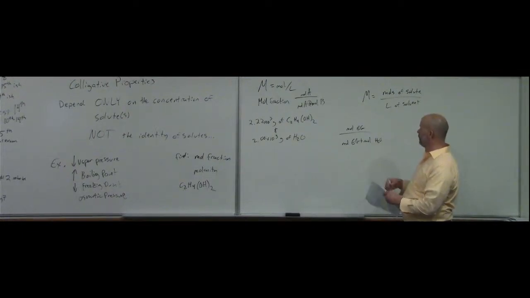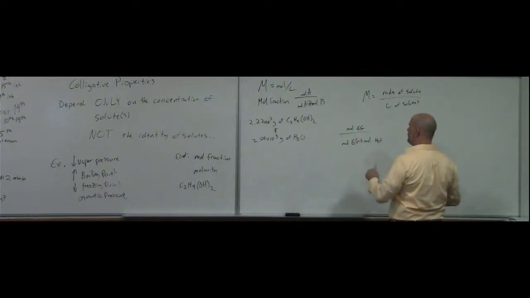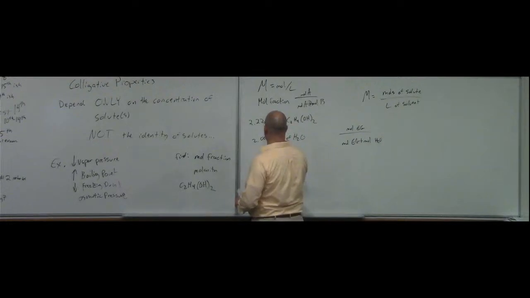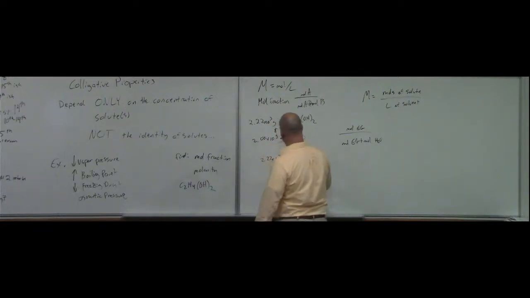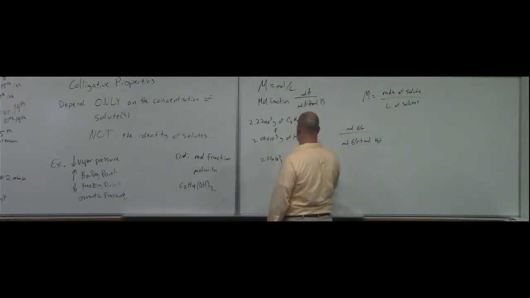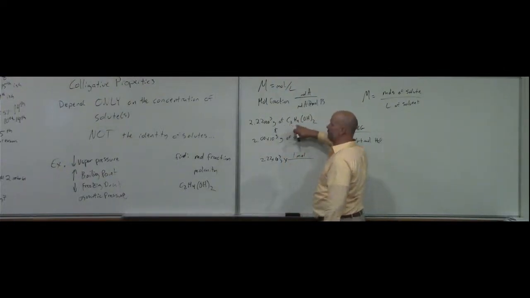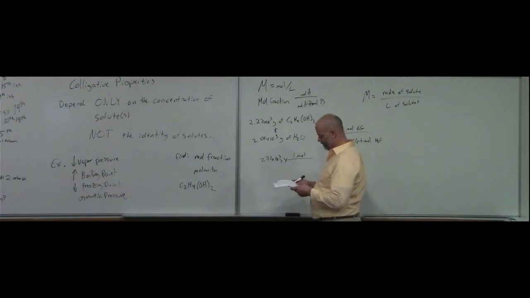All right, so to solve this, I need 2.22 times 10 to the third grams times the molar mass. I need 1 mole. You know how much that is? That's 24 plus 4 is 28 plus 2 is 30 plus 32. What do you get on that?